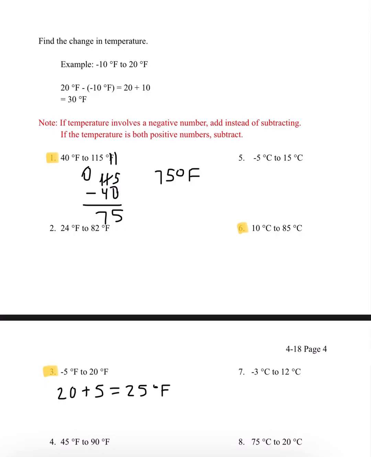Lastly, number 6, we have a 10 and an 85, and they're both positive, which means we will be subtracting. And this time it's Celsius and not Fahrenheit. So 85 minus 10 gives us 75 degrees in Celsius.